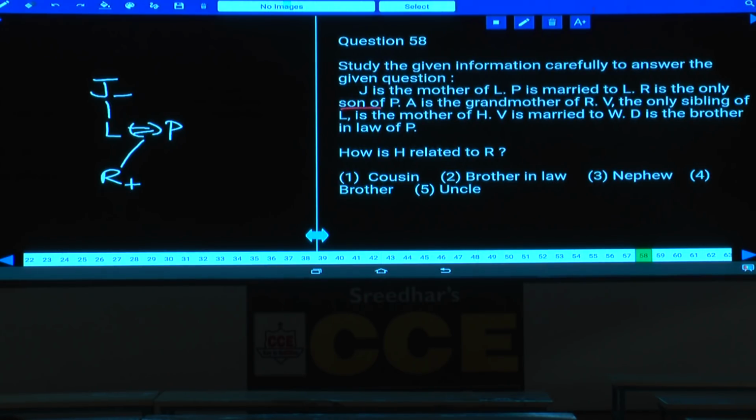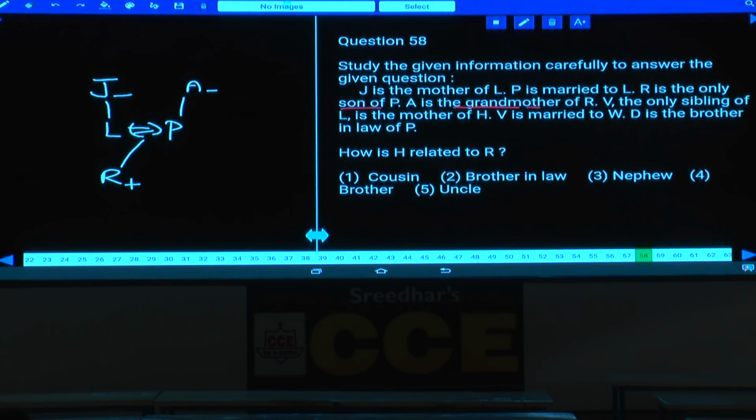A is the grandmother of R. As A is the grandmother of R, this A can be either L's mother or P's mother, because it is not clearly specified whether paternal grandmother or maternal grandmother. Then L's mother is ruled out. Why? Because L is already having a mother J, and this person A cannot be the mother of L as well. Hence this A is the mother of P. And V is the only sibling of L.